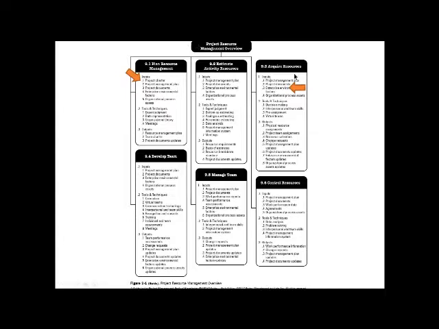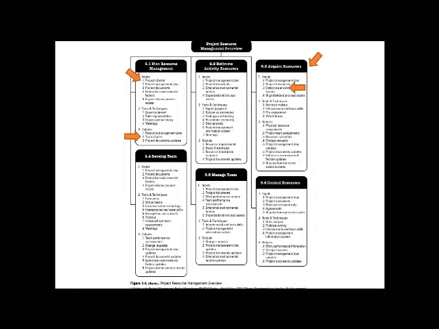You will see that enterprise environmental factors are an input to acquire resources. Before it was acquire project team, now it's acquire resources. It includes physical resources, not just human resources. So process 9.3 is about all resources required for the project, not just human. Estimate activity resources, forgot the name. Estimate activity resources is what's been moved from time management into the resource management knowledge area.